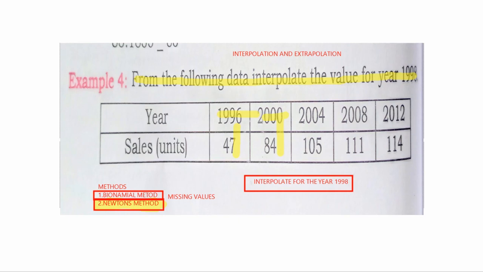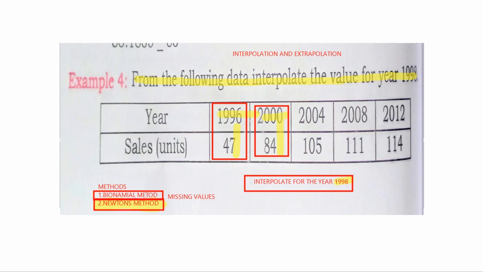We know the value of 1996, we know the value of 2000, but we don't know the value of 1998. We have to interpolate in between 1996 and 2000 to get 1998. That 1998 value we have to find out. So now we will solve the problem.